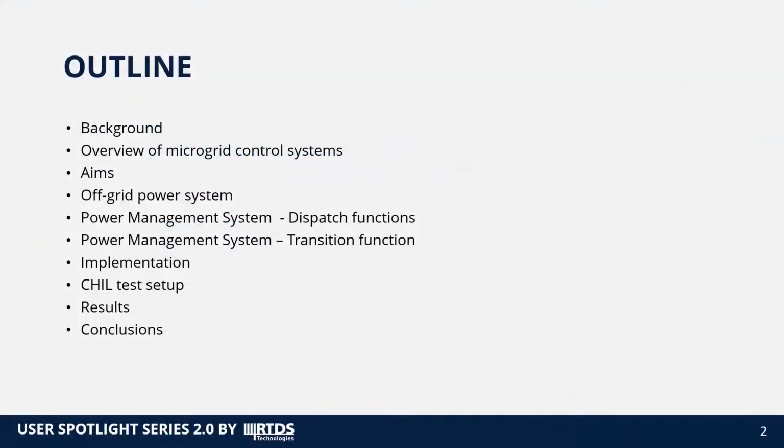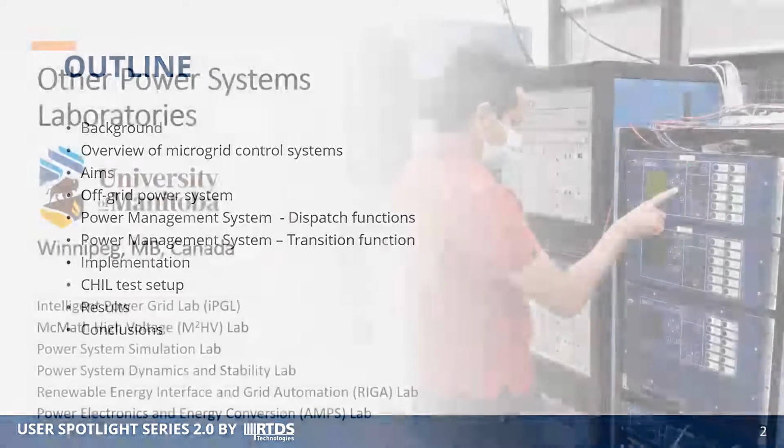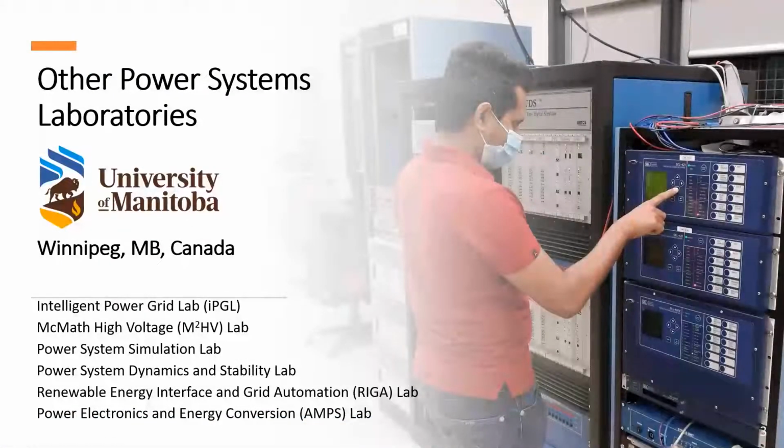This is the outline of the presentation for today. But before I begin the presentation, I would like to briefly introduce the Power and Energy Systems Research Group of our university. University of Manitoba is the main research university in the province of Manitoba, and it has one of the best power and energy systems research programs in Canada.